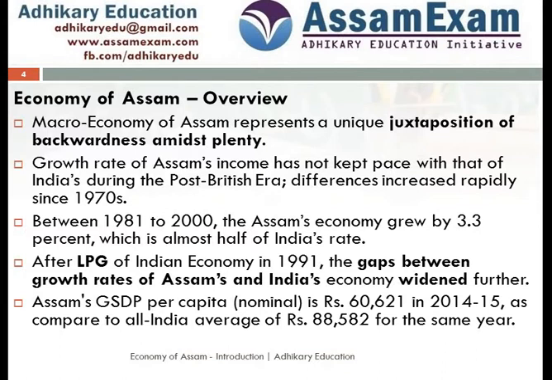Macroeconomy. If we see Assam from a macroeconomic view, the overview of Assam, we can say Assam is a poor state. But if we analyze the economic resources that we have, we can say Assam is not very poor. It is having quite a number of resources. Even after having so many good natural resources, our state is poor. So it is a situation where we have so many resources, yet we are poor. That is why it is called a juxtaposition of backwardness amid plenty.